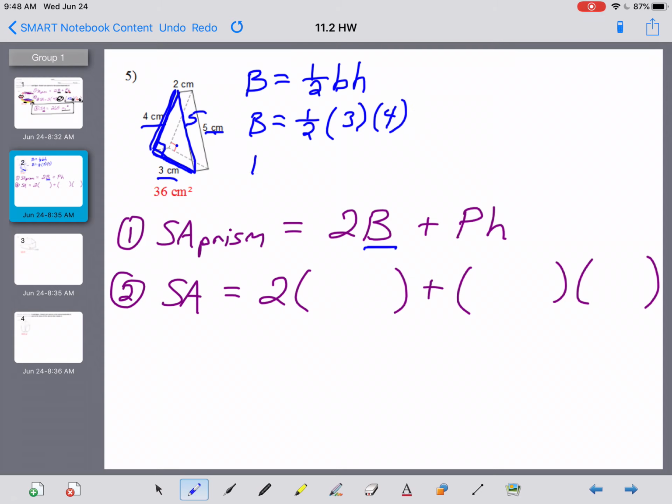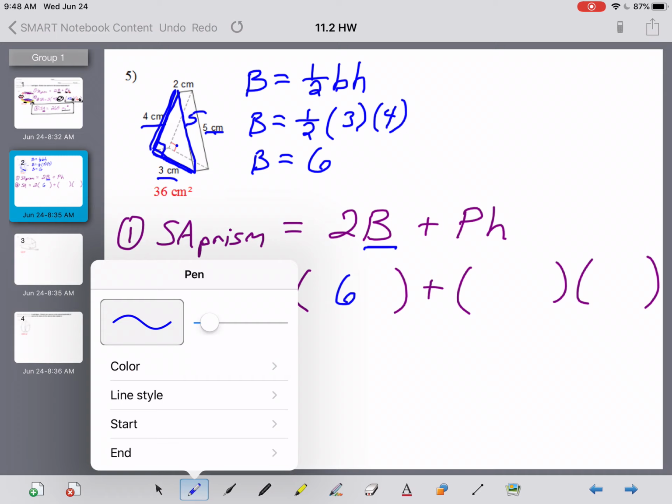So we would go ahead and multiply the 3 times 4 to get a 12, and half of that would be 6. So the area of that blue triangle is going to be 6 square centimeters. I'll leave the units out right here, but that's how you'd come up with capital B. All right, let's move on.